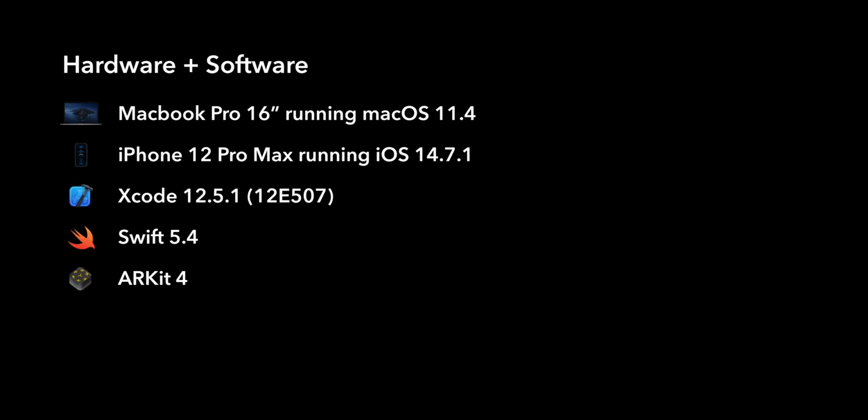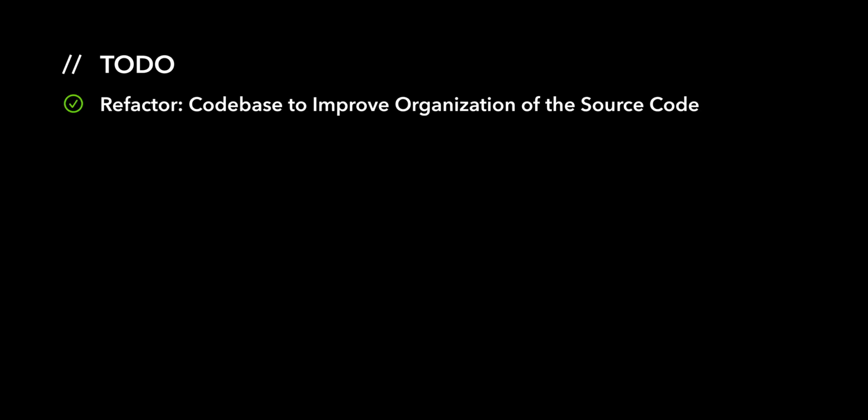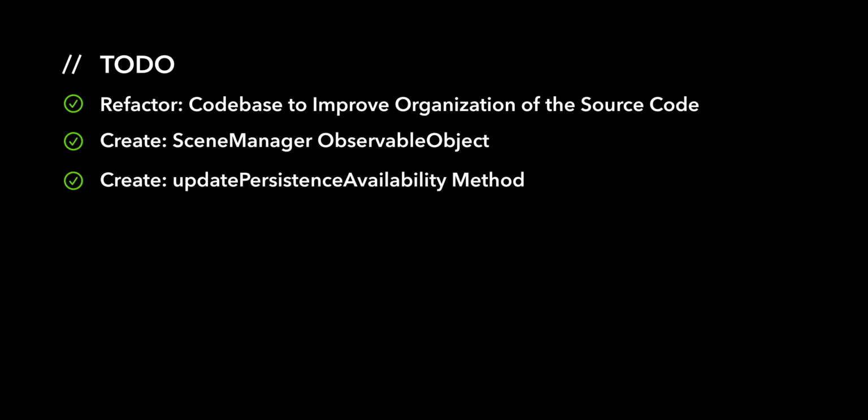Before we get started, this is the hardware and software used in this video. If you are using anything older or newer, you might have to make some adjustments to your code. We have several action items for this video. First, we'll refactor our codebase to improve organization of the source code. Second, we'll create a SceneManager observable object. Next, we'll create an updatePersistenceAvailability method.